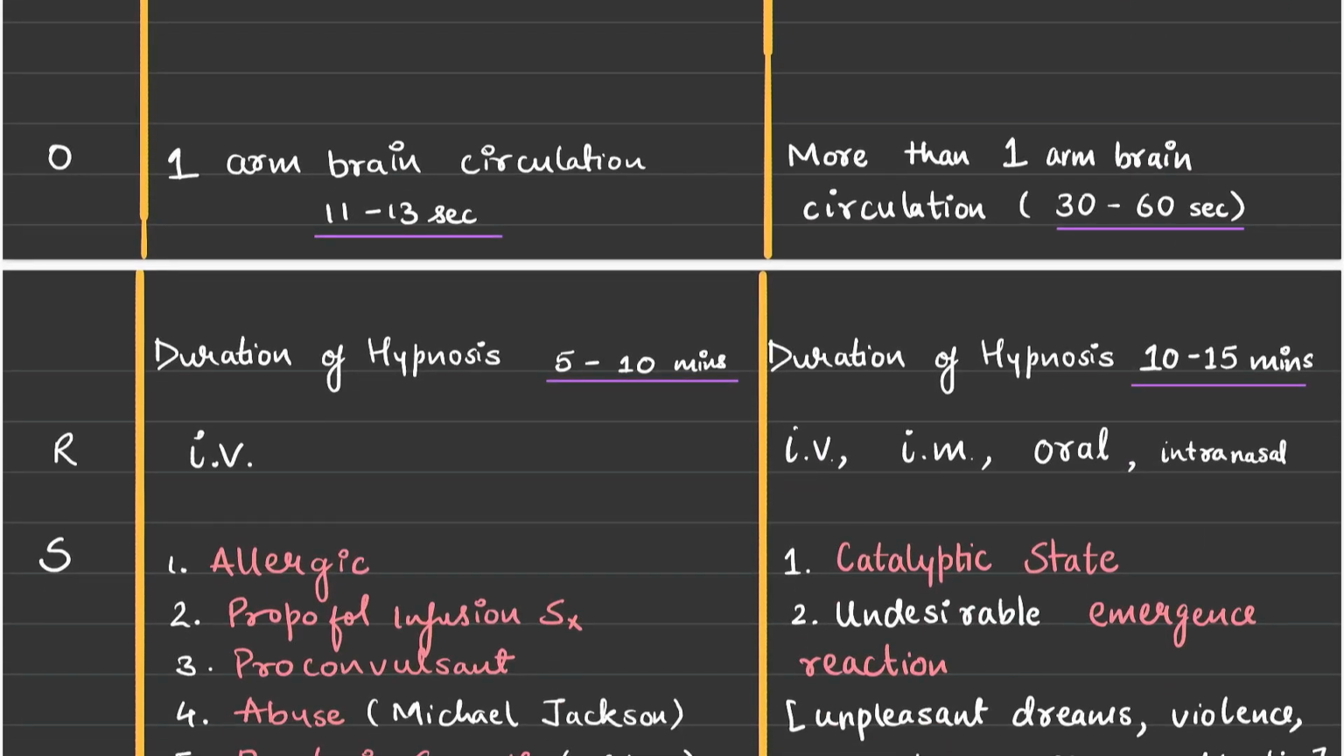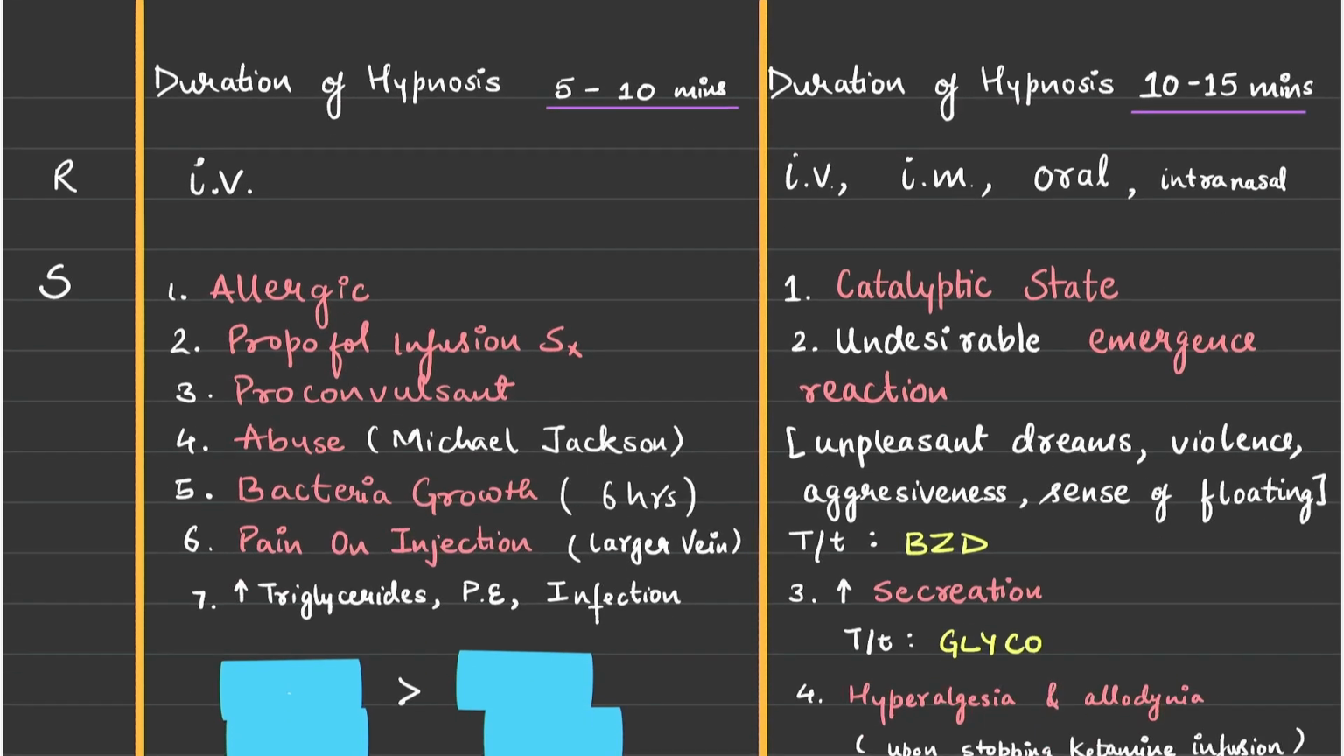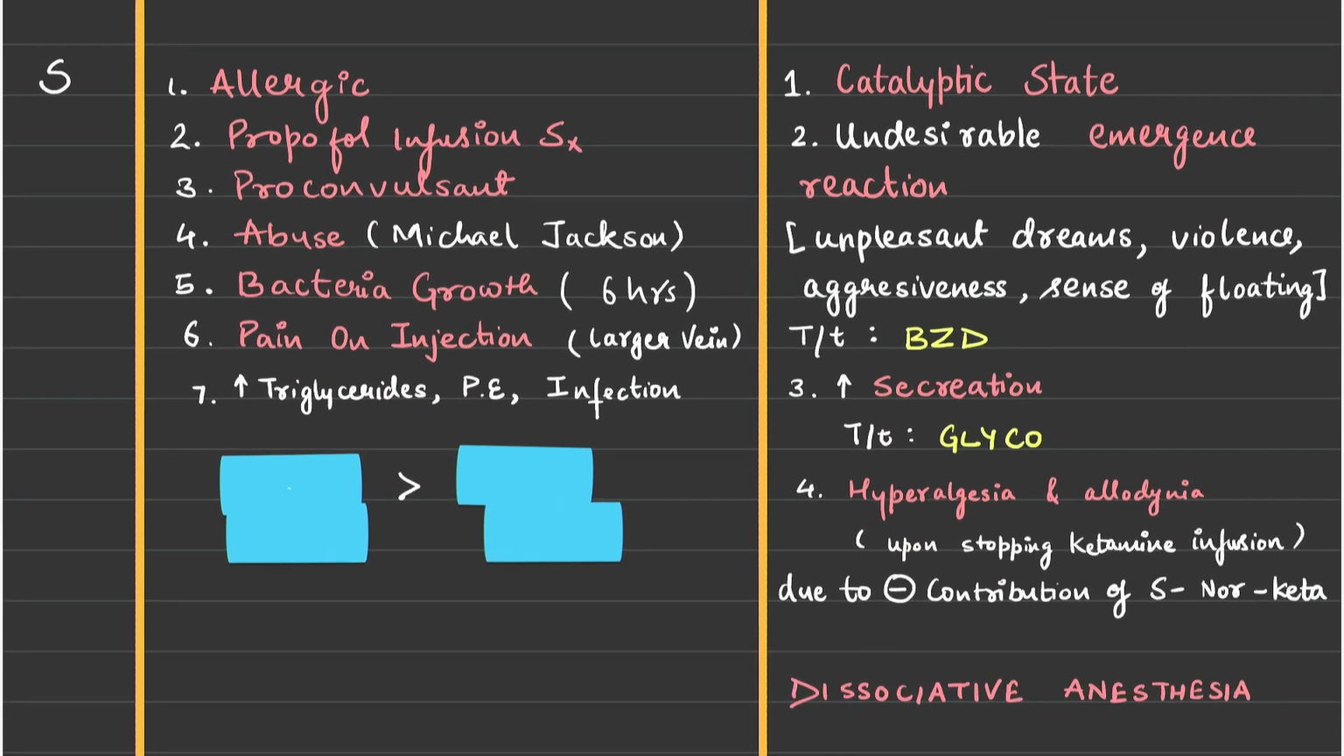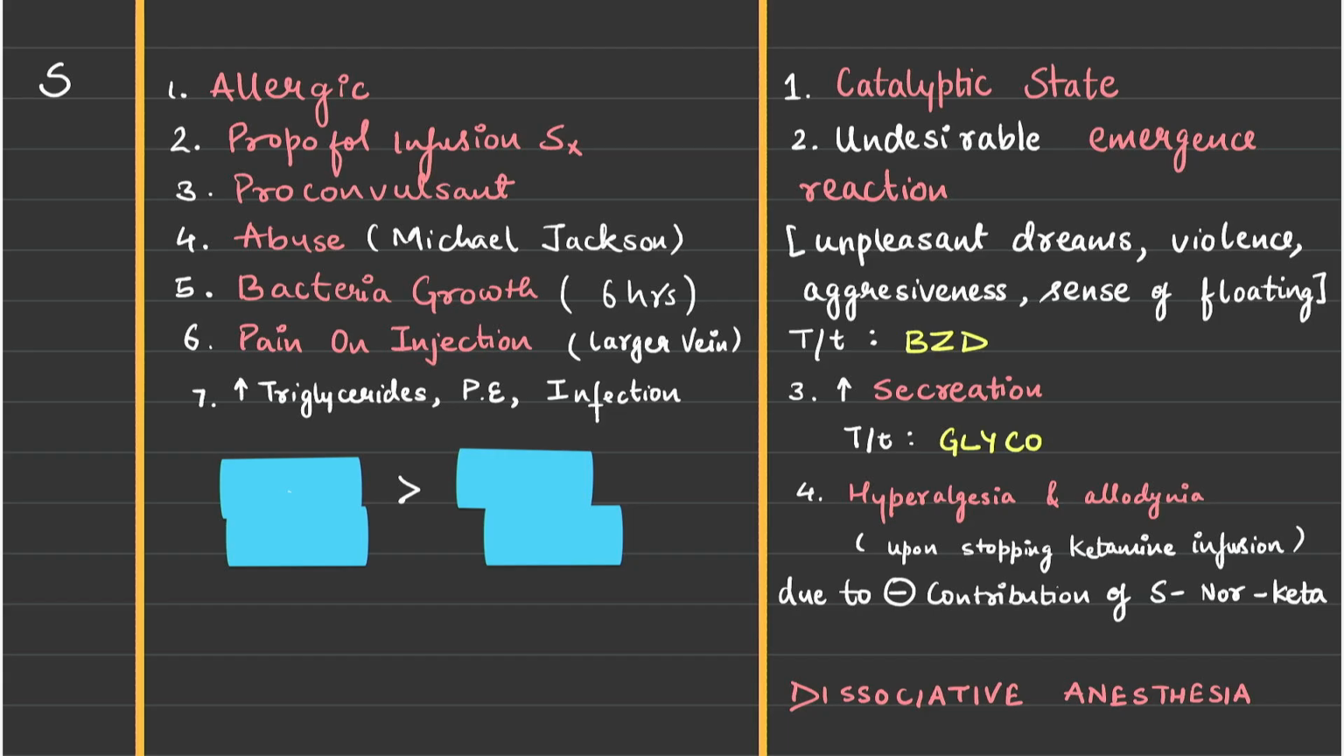Talking about onset of action, ketamine has an arm-brain circulation onset of approximately 30 to 60 seconds. Duration of hypnosis is 10 to 15 minutes. And the various routes of administration are IV, IM, oral and intranasal. Talking about side effects, ketamine patients experience a cataleptic state.